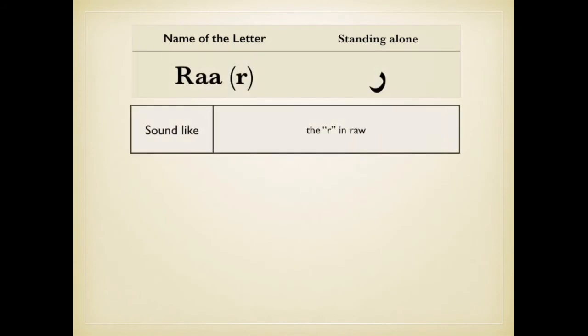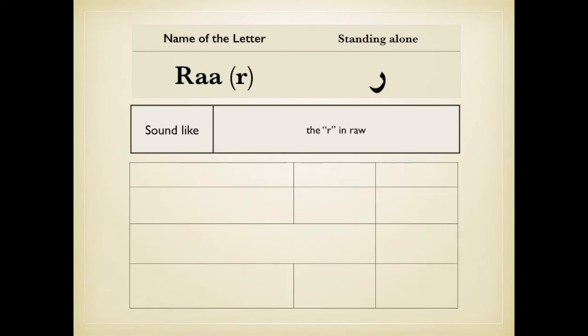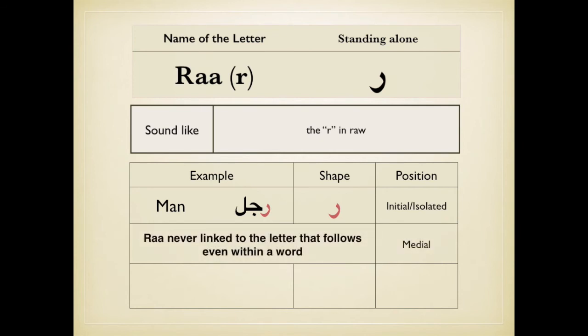Ra. Okay, the sound here sounds like the R in Rao. So let's go through the examples. The initial and the isolated position for Ra, as you see the shape, similar. Example here is رجل, man. The medial position, again Ra never links to the letter that follows, so there are no examples. The final position for Ra, as you see, and the example here is بحر, sea.